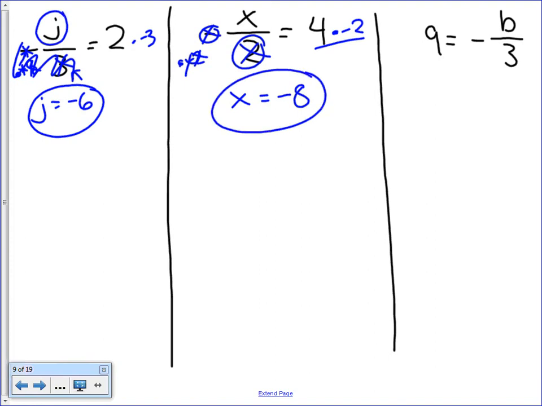Next one here, I need to get rid of the 3 and the negative, so let's multiply by negative 3. The negatives and the 3's will cancel out. I forgot to multiply by negative 3 on the left side. So I have b on the right, and that equals 9 times negative 3, which is negative 27. So b equals negative 27.